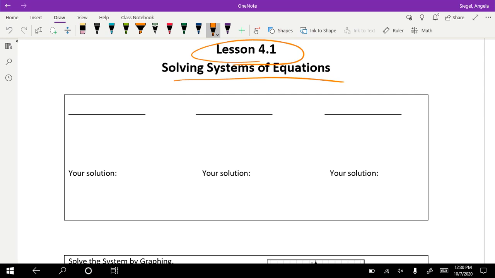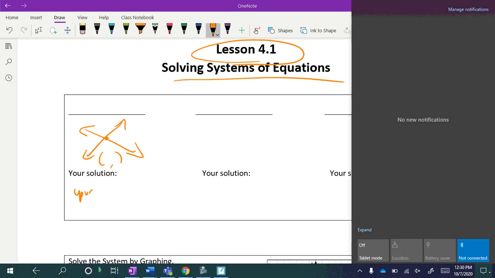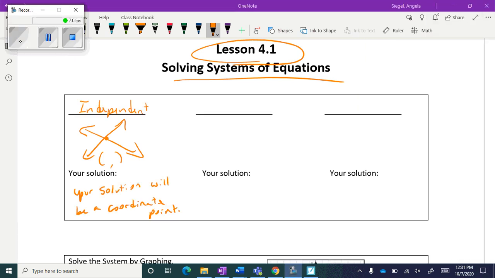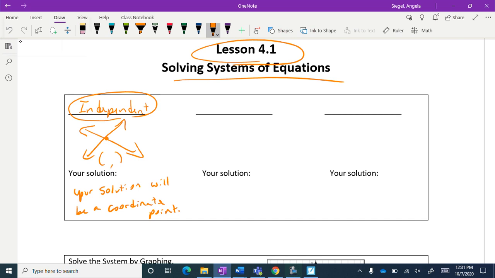So the first kind of situation that you have when you're solving systems of equations is probably the most obvious one. It's when two lines go together and your answer is right there, and it's always a coordinate point. So your solution is going to be a coordinate point. Okay, so this is called independent because each of these lines can move, but as long as they're meeting in that same spot, it's not going to affect your solution.